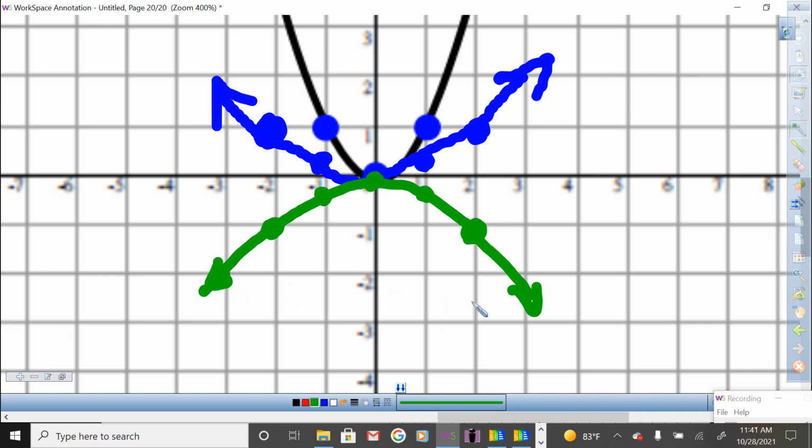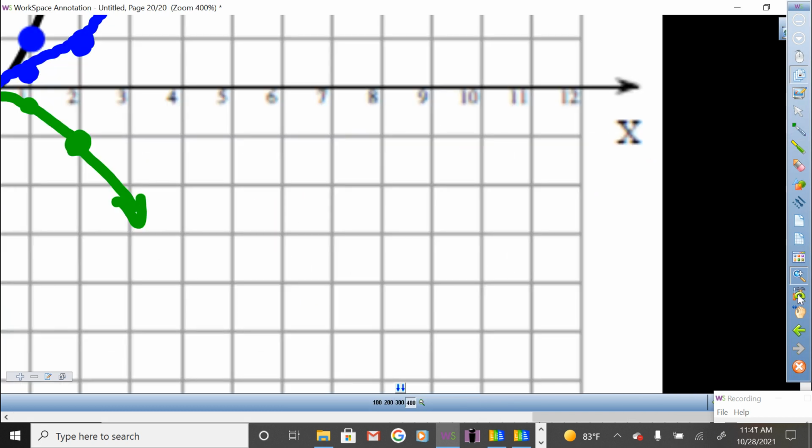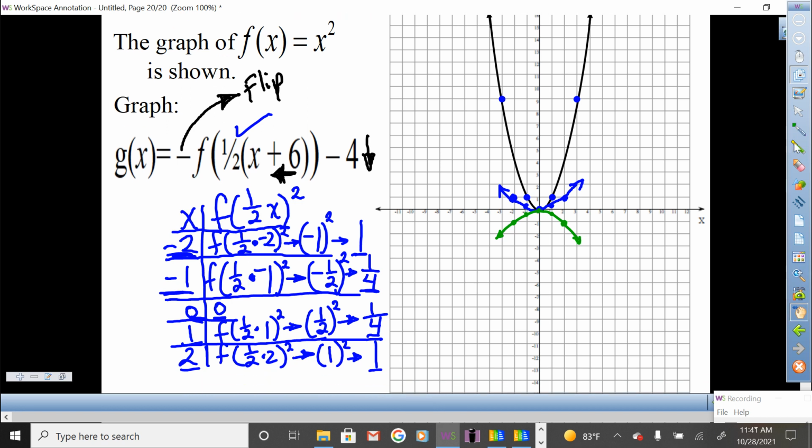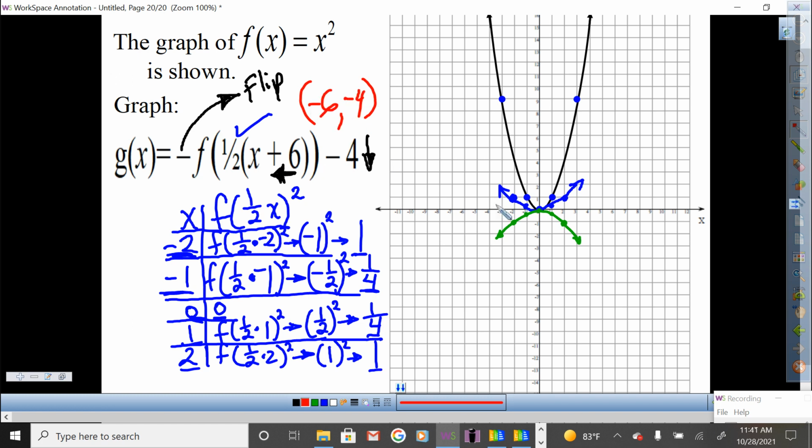Okay, so now we can take this and move it to our new location, yes? And I'm going to do that in red, alright? There we go. In red. What would be our vertex for the new one? Our vertex is going to be what? Our vertex would be -6 and -4. So let's go to -6 and -4, which is right there.